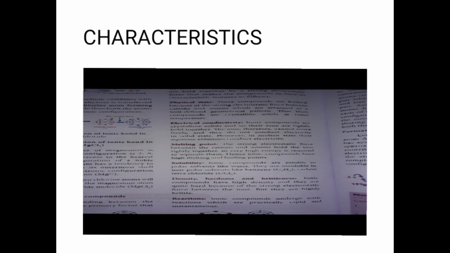And how about their density and hardness? Since the particles are tightly packed, they have high density. Okay, and they are highly brittle. And reactions: ionic compounds undergo rapid and simultaneous reactions. So they will be very fast. So this is all about the ionic bond.